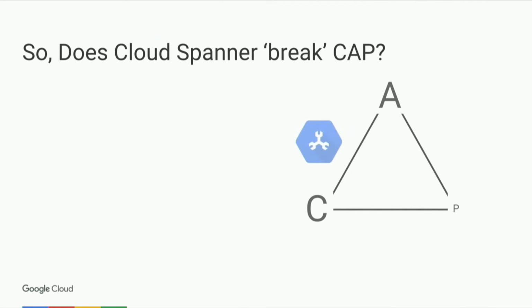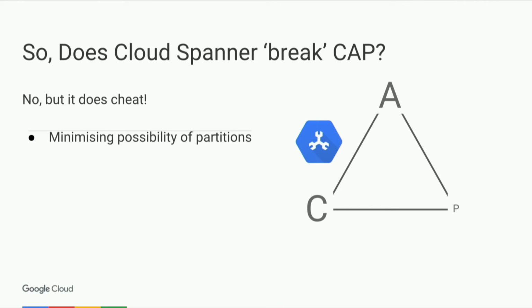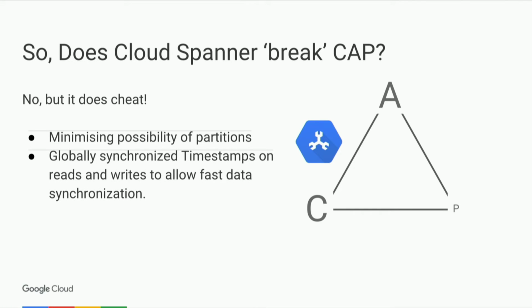So Cloud Spanner does not break CAP, it cheats. By minimizing the possibility of network partitions, the availability is kept high, the global timestamps allow fast data sync to preserve consistency, and the sharding of the database across multiple machines and zones means there is no single point of failure.